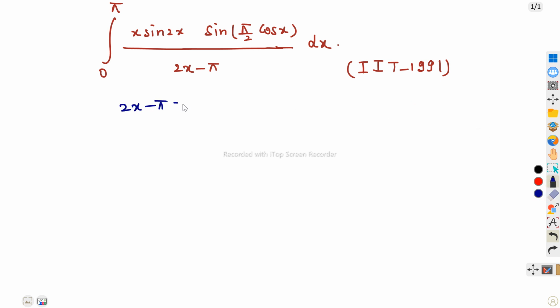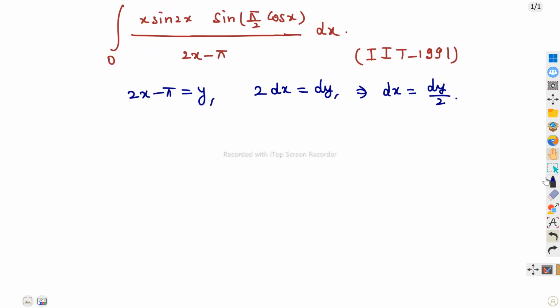2x minus pi equals y. Differentiate with respect to x and y, we get 2 dx equals dy, and this implies that dx equals dy over 2. Again, at x equals 0, we are going to find the value of the limit. At x equals 0, y equals minus pi, and at x equals pi, y equals pi.